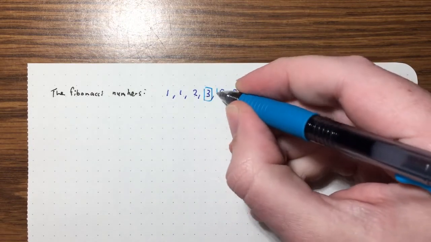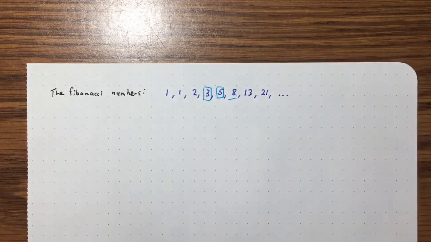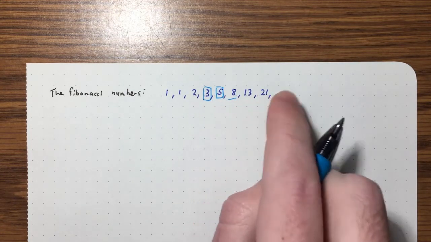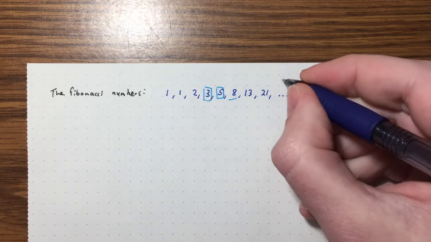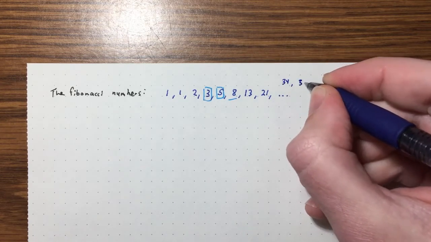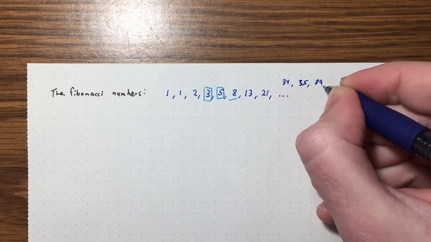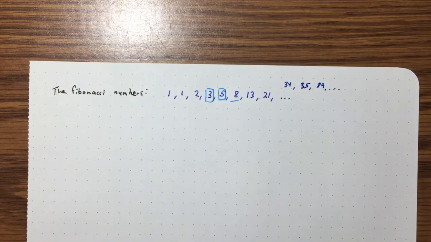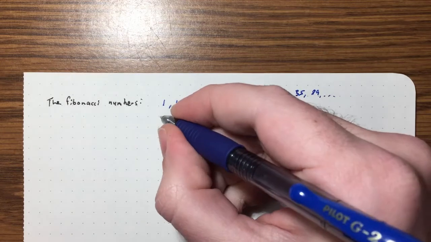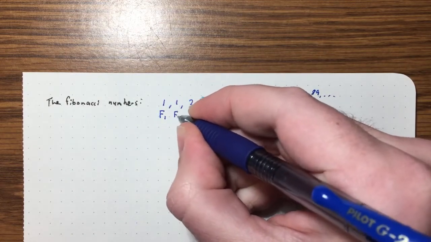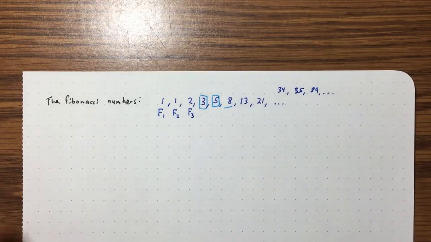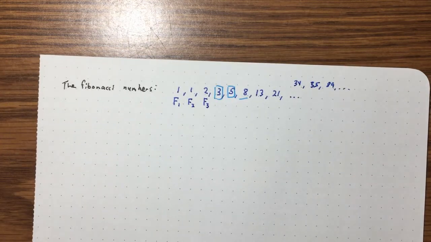So 3 plus 5 is 8. And 5 plus 8 is 13. And 8 plus 13 is 21. 13 plus 21 is 34. So the next one should be 34. Then the next one should be 55. Then 89, etc. So those are the Fibonacci numbers. Let's not call them A1, A2. Let's call them F1, F2, F3, F4, F5, etc.